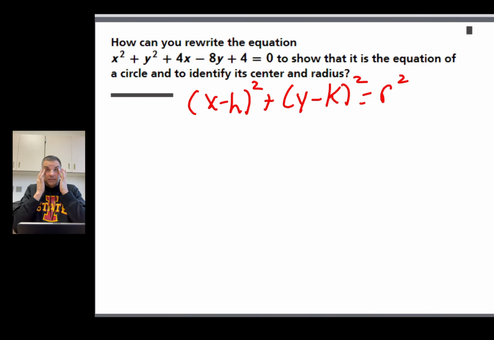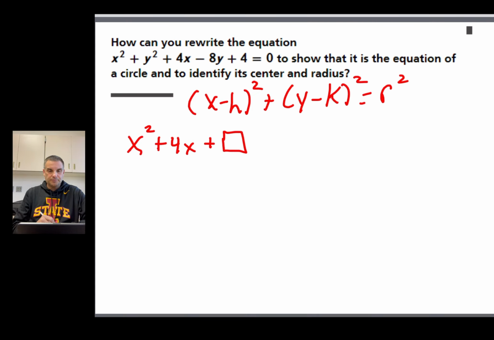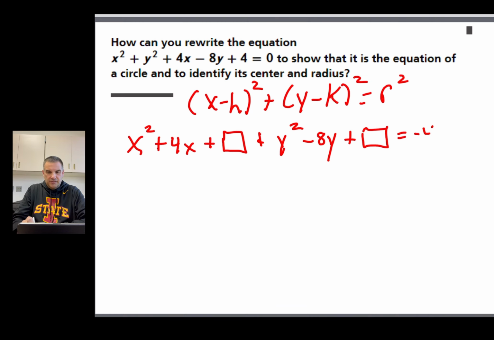That means we're going to have to do some completing the square, and we'll put the constant on the other side. The first thing I'm going to do is put my x's together: x squared plus 4x, and I'm going to leave some space because I have to complete this square, so plus some box. Now my y squared, plus y squared minus 8y plus another box. Now the constant has to go on the other side, so I put a minus 4 there.